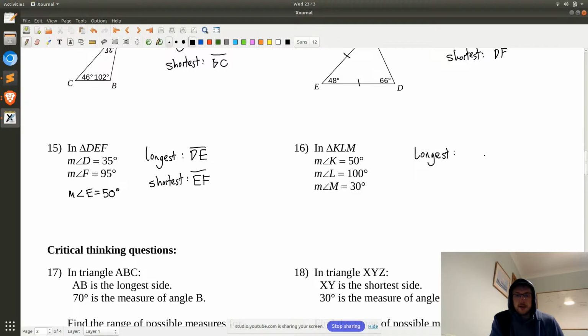The longest side is opposite angle L, which is side KM. And the shortest side is opposite angle M, which is side KL.